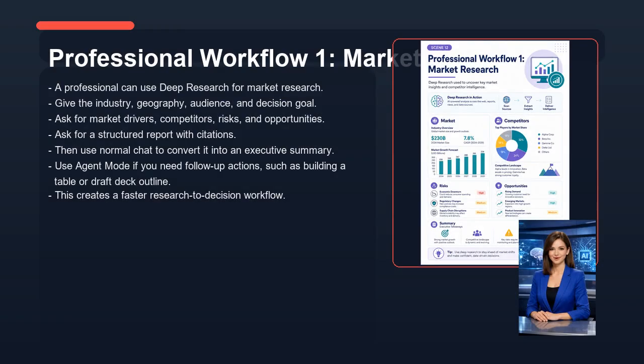Now let's look at professional workflow 1, market research. A professional can use deep research for market research. Give the industry, geography, audience, and decision goal. Ask for market drivers, competitors, risks, and opportunities. Ask for a structured report with citations. Then use normal chat to convert it into an executive summary. Use agent mode if you need follow-up actions, such as building a table or draft deck outline. This creates a faster research-to-decision workflow.